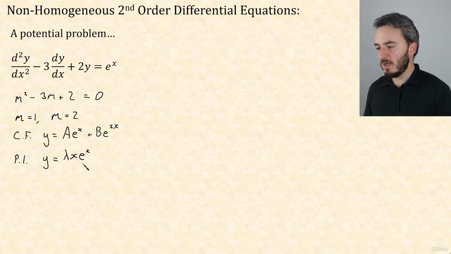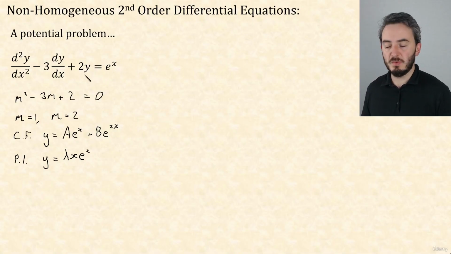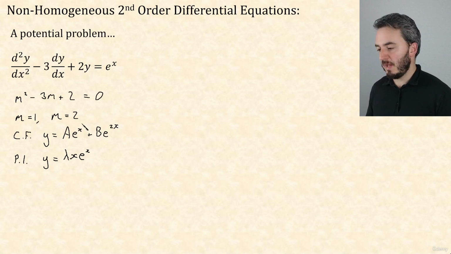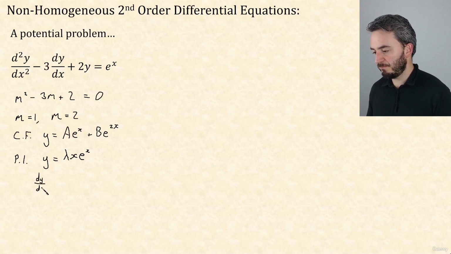And it's quite surprising in a way that that works, but it always will in cases where the thing that you're looking for is actually included in part of the complementary function. You just multiply by x. Have a look at how this works. It's quite satisfying to see it all come together.